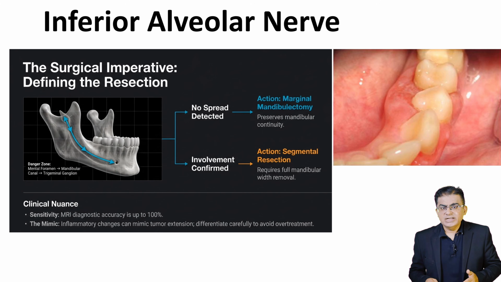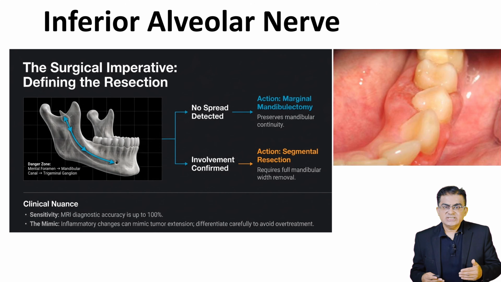But here is where I need you to pay attention. I am going to leave you with a very crucial clinical trap. We know the sensitivity of MRI for this is phenomenal. It is up to 100%. If perineural spread is present in that canal, the MRI will simply not miss it. There are virtually zero false negatives, but you must beware of the mimic.